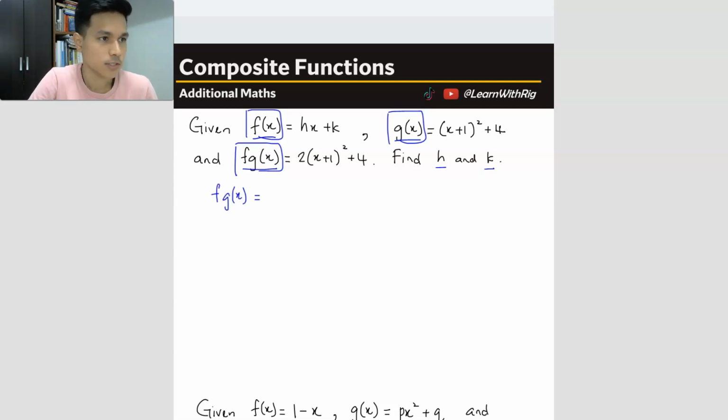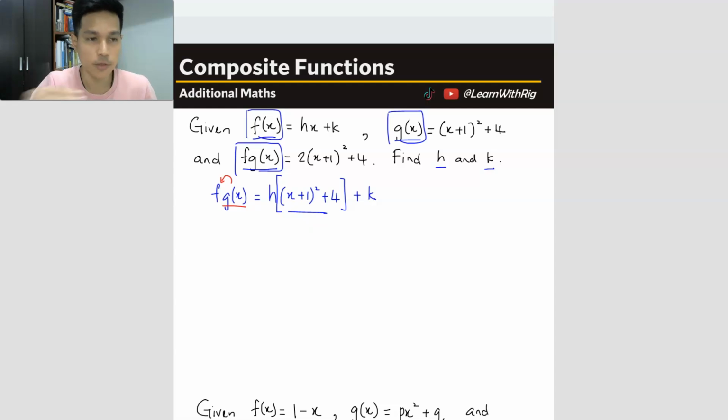So fg(x) means what? You're going to substitute g(x) into the f function. So f(x) is hx plus k, but the x here, you can't use x, you have to change it to (x plus 1) squared, I use a bigger bracket, plus 4, then plus k. So this is the g function, g(x), and then the entire thing here is the f(x) function. So I'm substituting g into the f function.